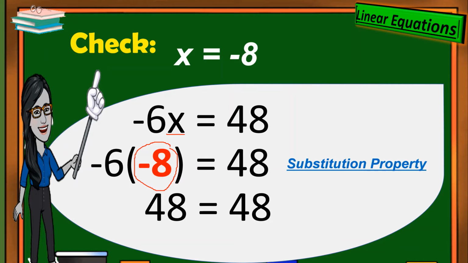O, same sign, di ba? When you multiply the same sign, okay? Sa rules ng integers. So, ang sagot ay positive 48 is equal to positive 48. So, reflexive property. Parehong-pareho. Okay?